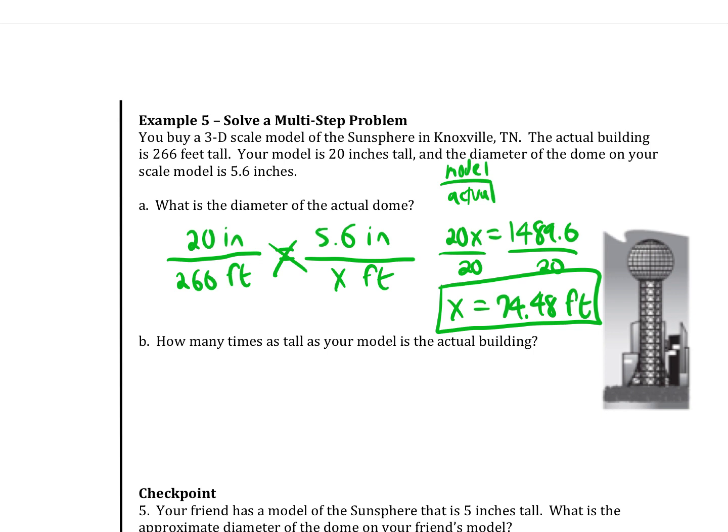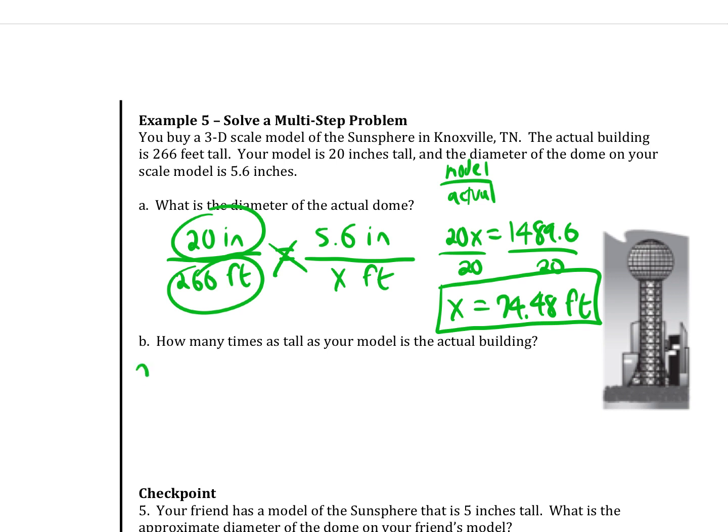Okay, so let's go ahead and do this here. For B, it says how many times as tall as your model is the actual building. This is a little weird because we have two different units here. We have inches and feet. So we're going to need to convert these feet to inches, or these inches to feet. So let's convert the feet to inches.